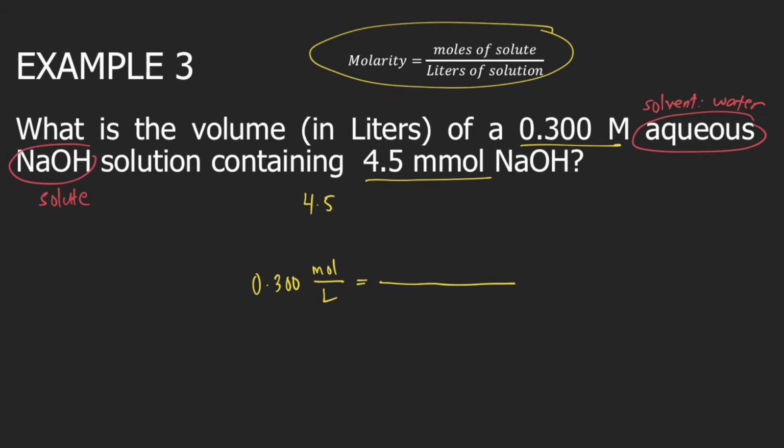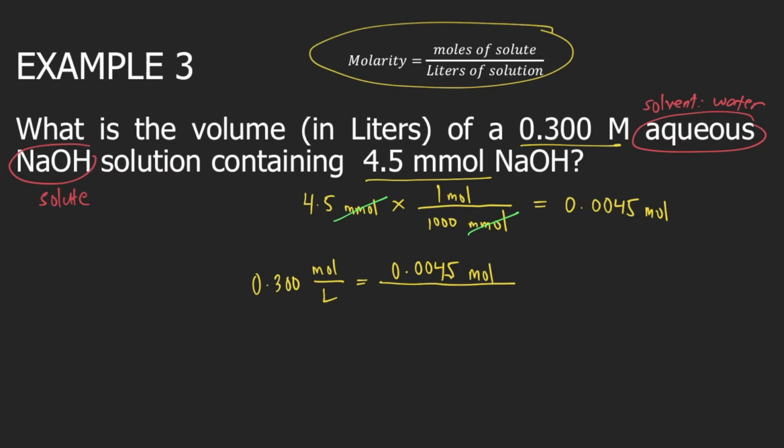So 4.5 millimoles, 1 mole is equivalent to 1,000 millimoles. So millimoles will cancel. So 4.5 times 1 divided by 1,000, that is 0.0045 moles. So you put 0.0045 moles on the numerator.